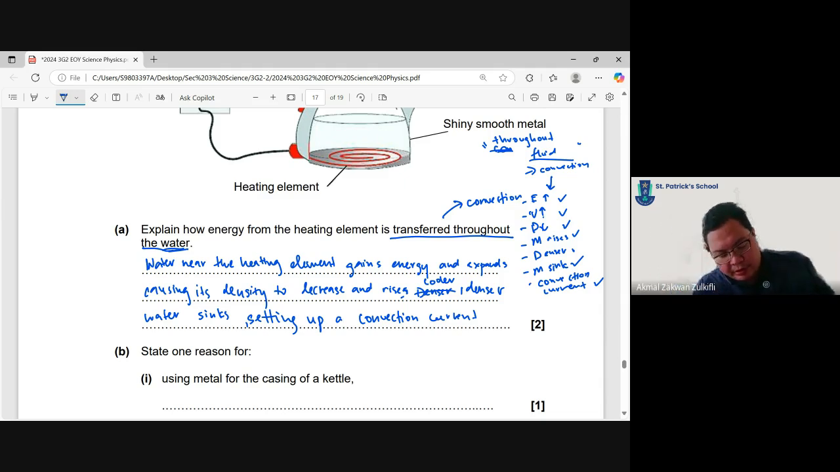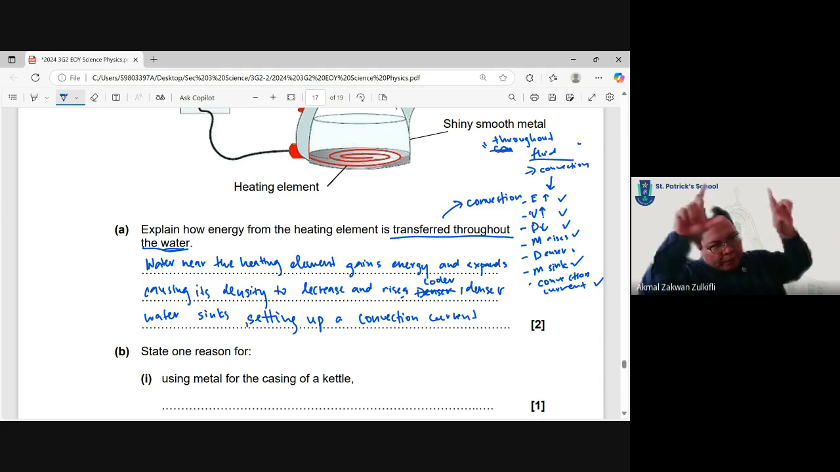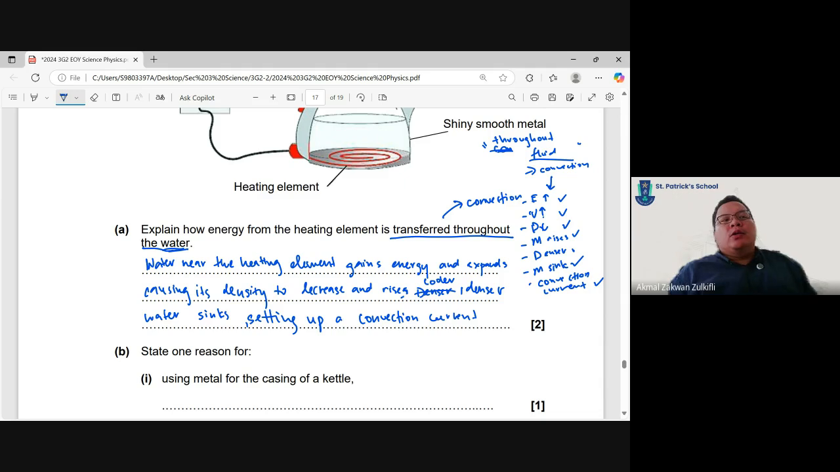So it's really not difficult. It's a bit more tedious, I understand. But whenever you describe convection, remember it is this part. Talk about energy first, and then VDM: volume, density, movement. And you wrap the whole thing up by saying that this sets up a convection current.